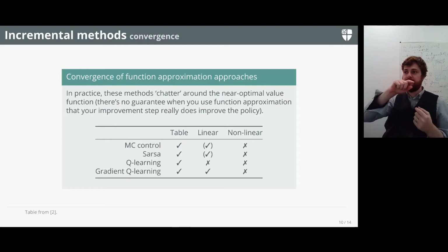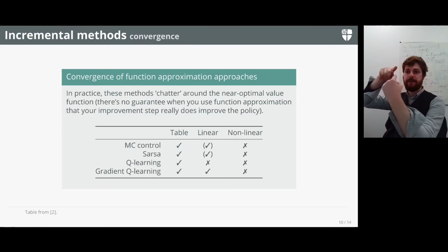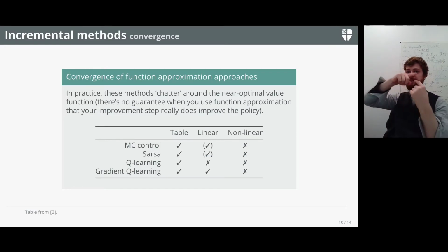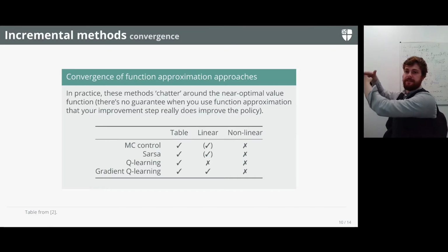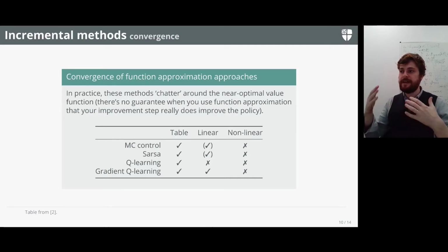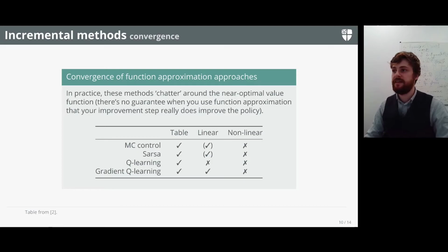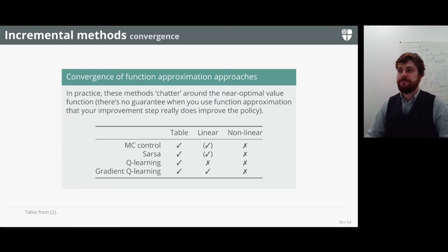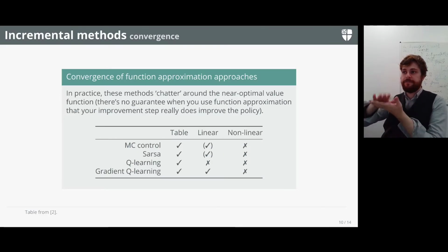So it's like you end up chattering around. You make progress, and then you take a wrong step in your gradient descent, and then you undo it all, and then you converge again, and you undo it, and you kind of get this bouncing effect where you sort of end up just chattering around the optimal policy, or you end up chattering around the optimal action value function. So the tick in brackets here means you get convergence, but with a lot of chattering.